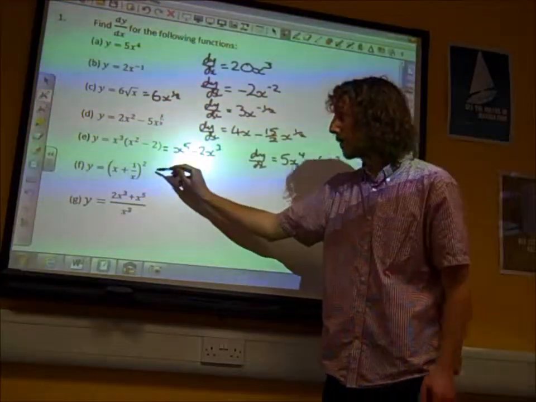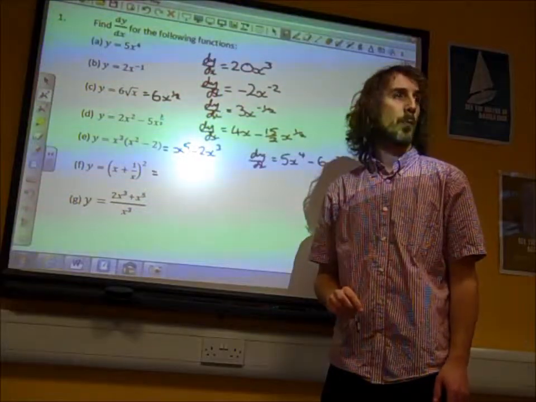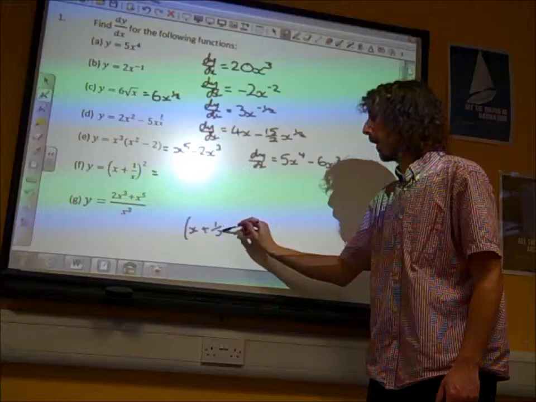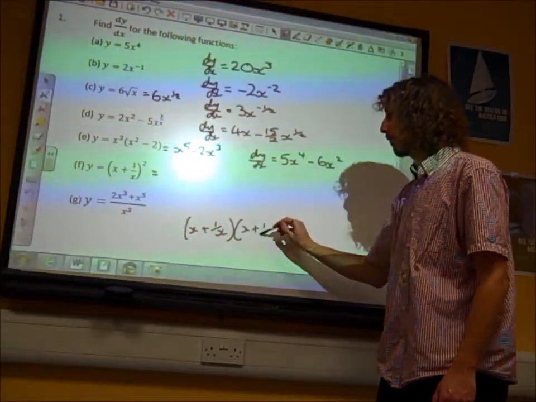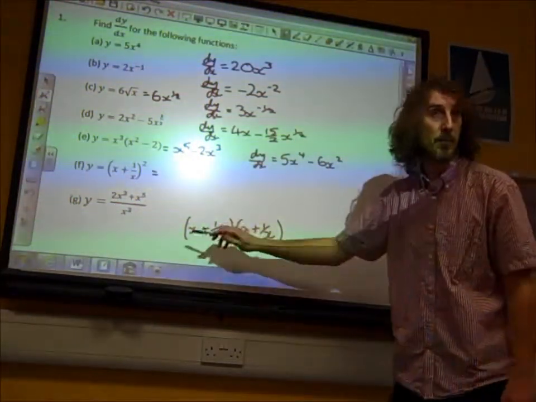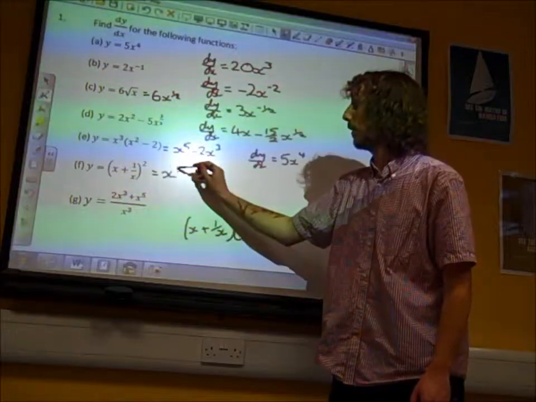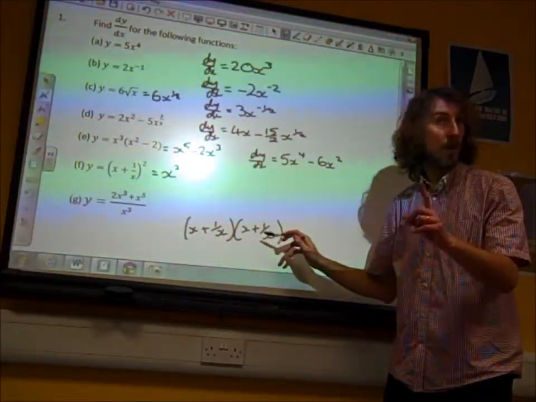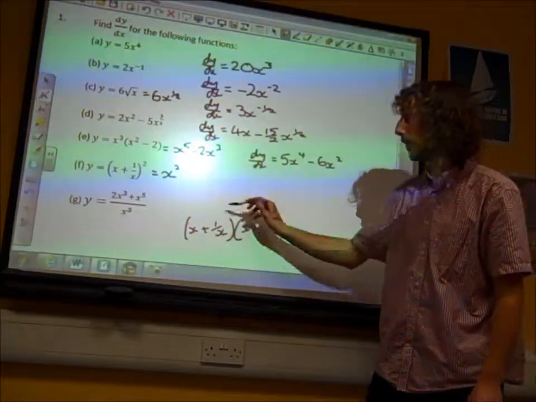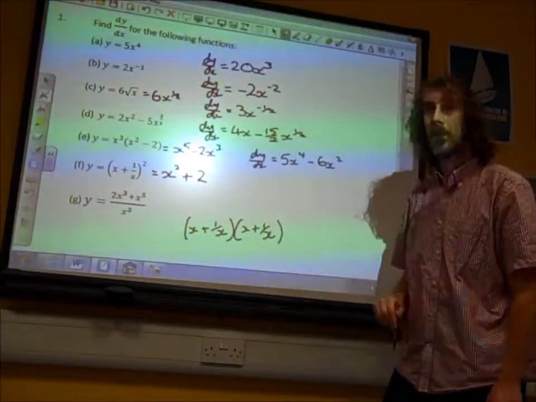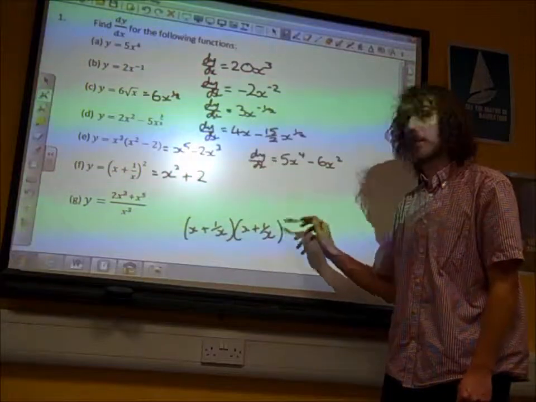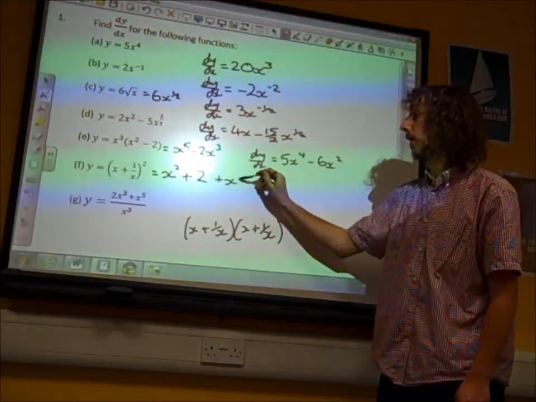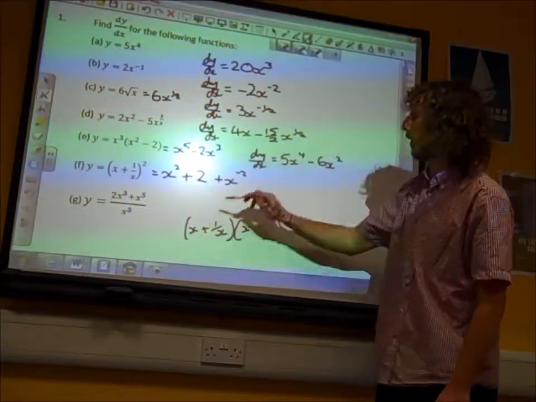So if you square this bracket, remember what we're doing here is we're doing x plus 1 over x times x plus 1 over x. So as we multiply that through, we're going to get x squared at the start. We're going to get x times 1 over x, which is 1, and another x times 1 over x. And we're going to get 1 over x times 1 over x, which is 1 over x squared, but we're going to write it as x to the minus 2 instead of 1 over x squared.